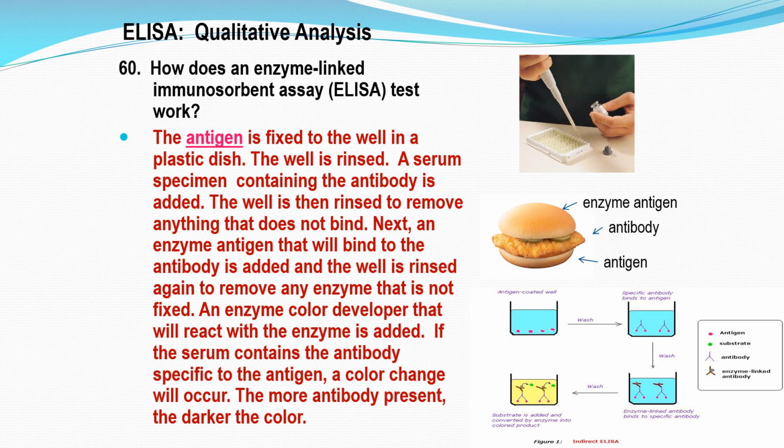Next, an enzyme antigen that will bind to the antibody is added, and the well is rinsed again to remove any enzyme that is not fixed. An enzyme color developer that will react with the enzyme is added. If the serum contains antibodies specific to that antigen, a color change will occur. The more antibody present, the darker the color.